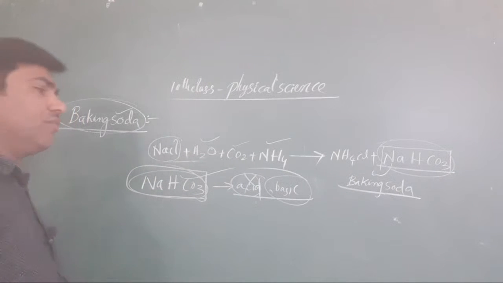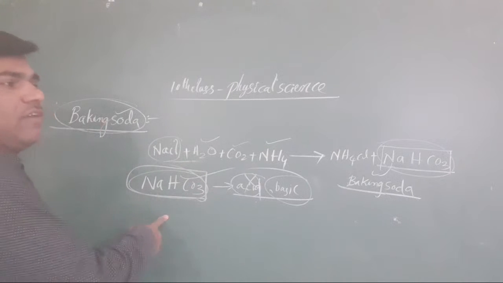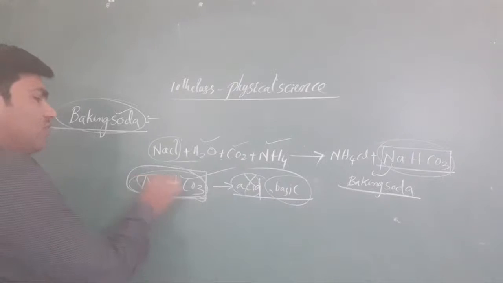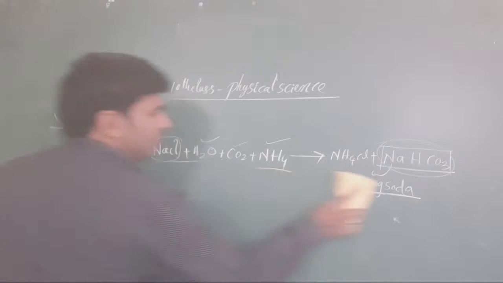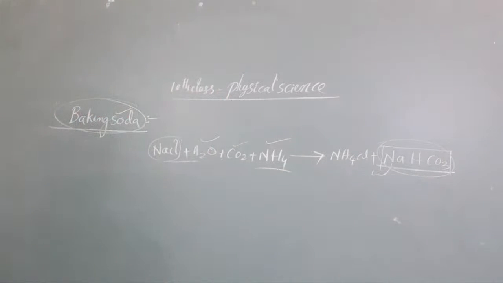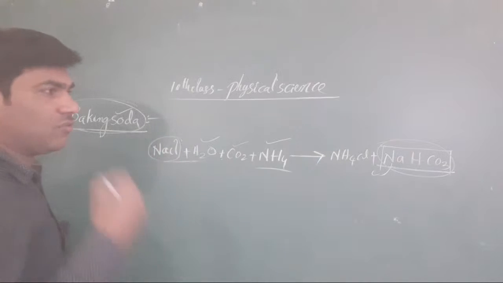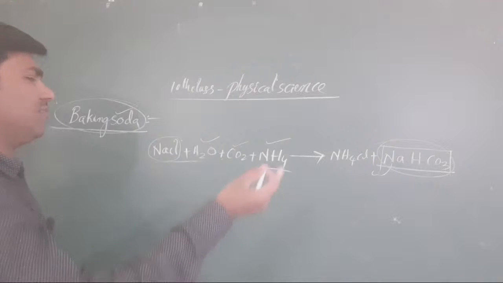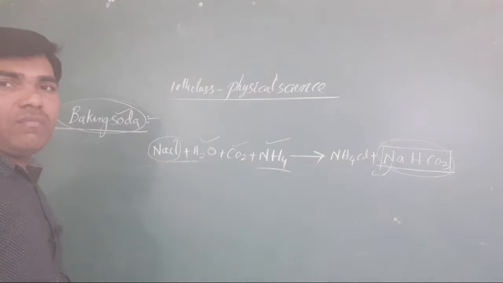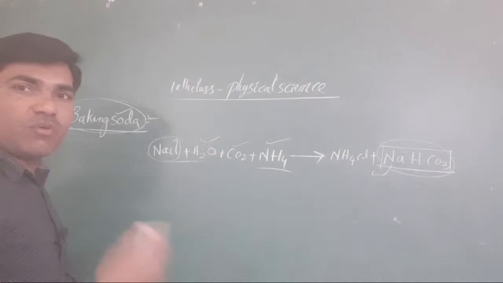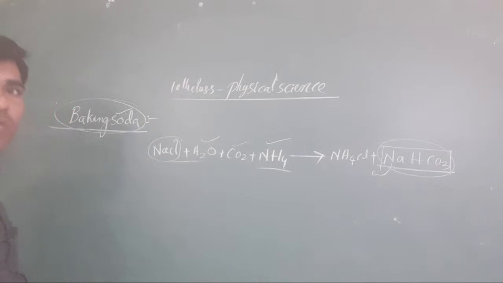Especially the equation is important, and the nature of baking soda is also important. Baking soda contains which type of nature? Mild corrosive basic nature. And baking soda is not only used for baking. In case we heat this, we get washing soda also. It also produces washing soda when we heat it.